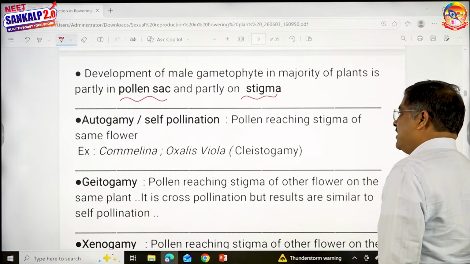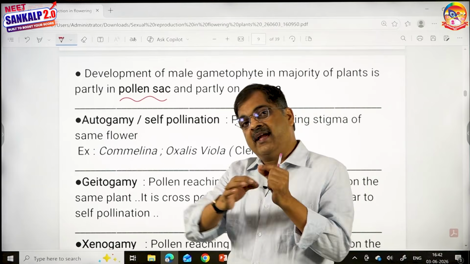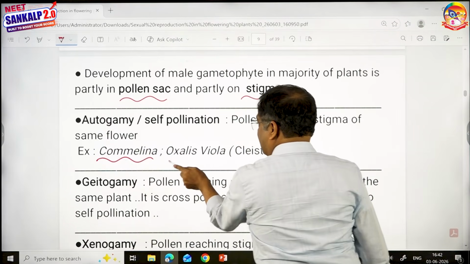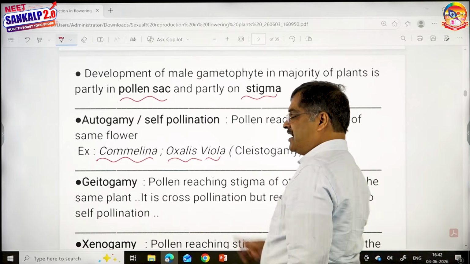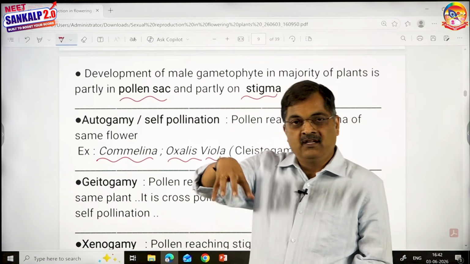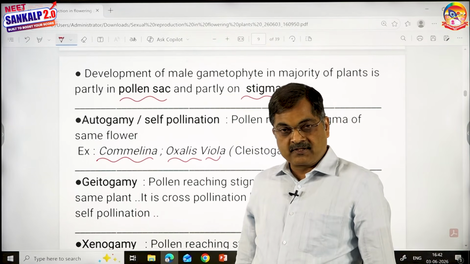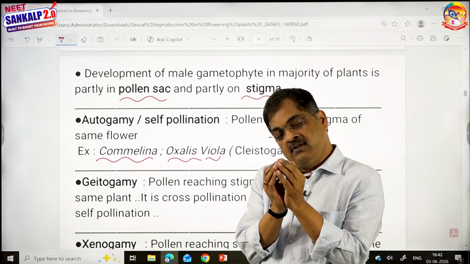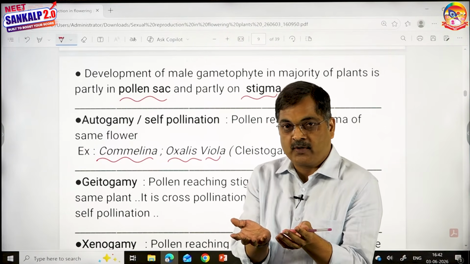Autogamy. What is the meaning of autogamy? If the pollen of the same flower reaches the stigma, that is said to be autogamy. Commelina, oxalis, and viola. I want to tell you, children, in these 3 plants, the flowers are underground, cleistogamous. The flowers are underground and they are closed. So naturally, they should always be bisexual.